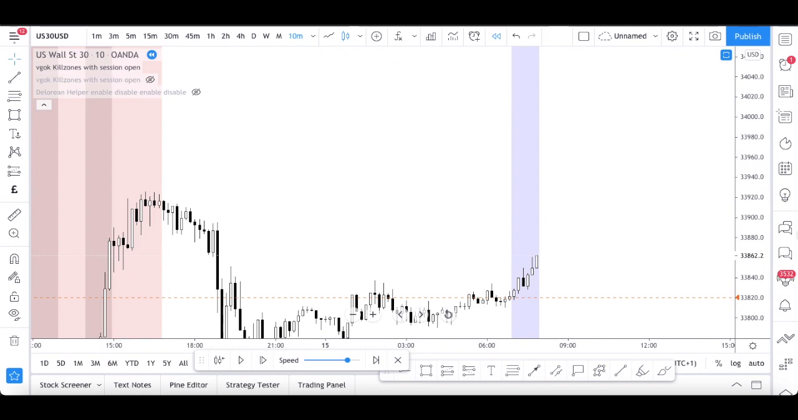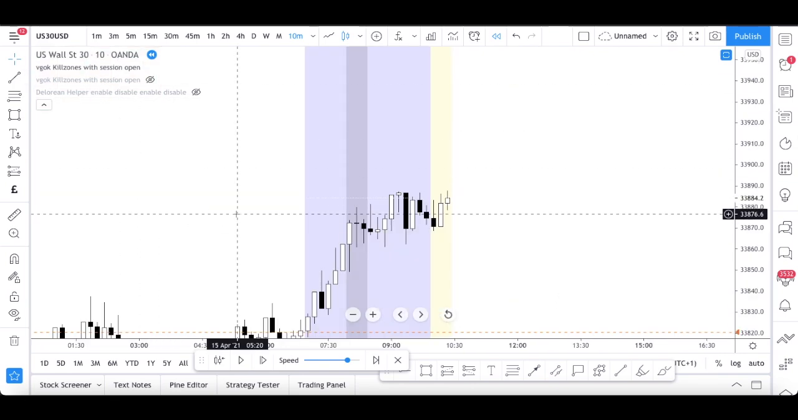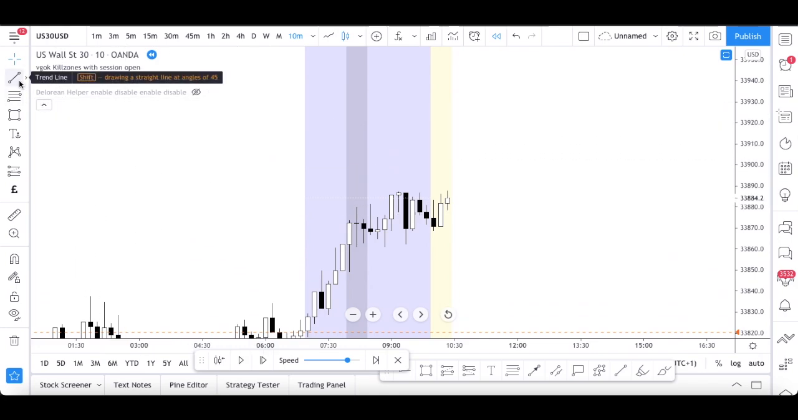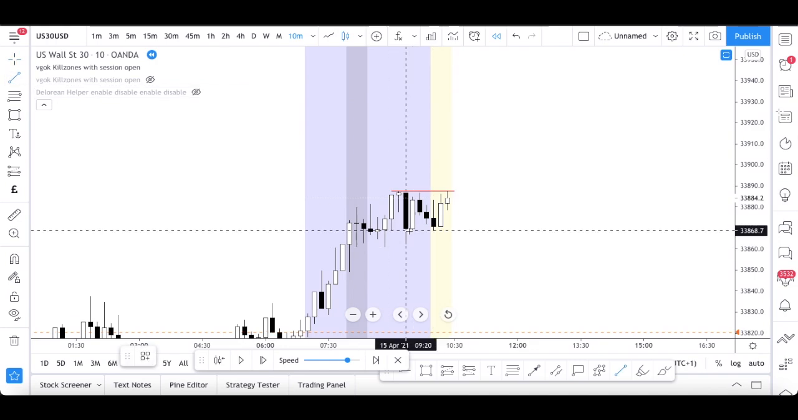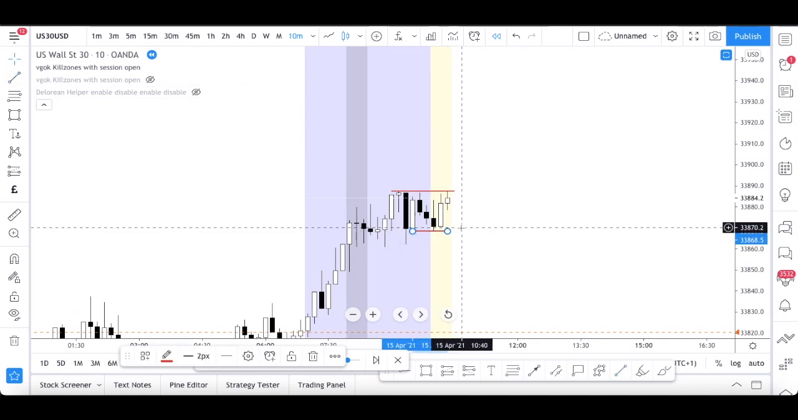So jumping straight into the analysis, from the London session open time, which is at 8 a.m., we can see that as price starts to progress, liquidity is being formed on both sides. We have sell side liquidity up here with these equal highs, and we also have the buy side liquidity down here in these equal lows.